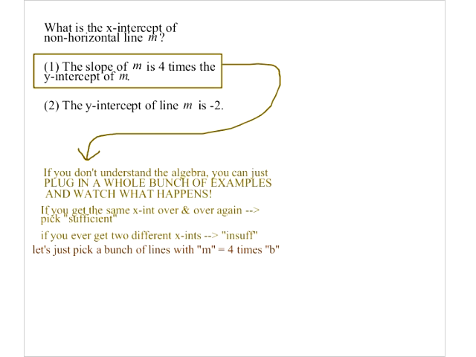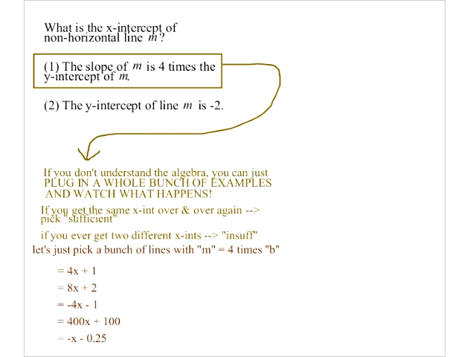Give me the equation of a line whose slope is 4 times its y-intercept. 4x plus 1. Okay. 8x plus 2. Should probably check a couple of negatives, a couple of big numbers, maybe some fractions. If all of these give me the same x-intercept, then I'm going to be convinced.